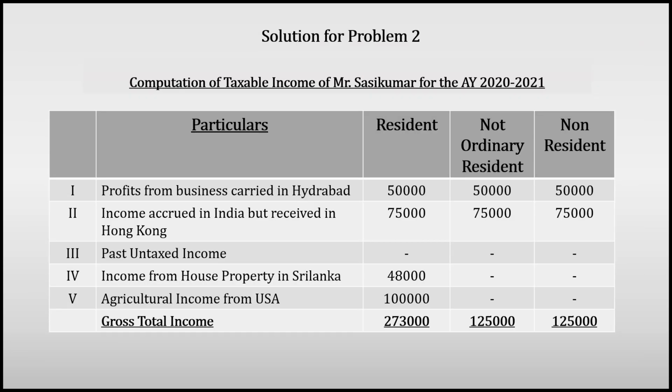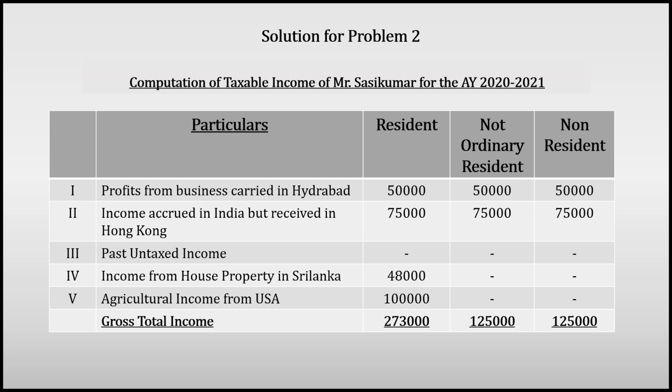Okay, now coming to the solution. First you start off with the heading: computation of taxable income of Mr. Sasi Kumar for the assessment year 2020-21. So in this sum, they are requesting you to do the sum for all the three types of residents. So the first column will be particulars, the second one resident, the third one not ordinary resident, and the next one will be non-resident.